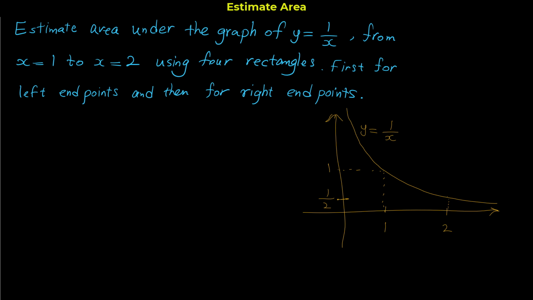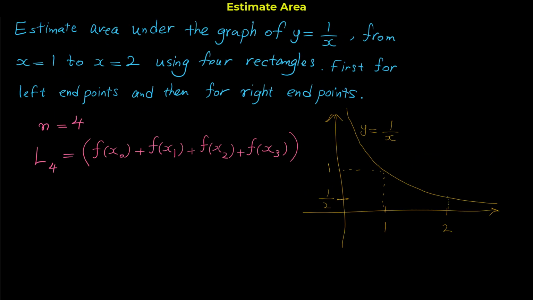Because here we want to use four rectangles, it means that in the Riemann sum formula, n is 4. And so the Riemann sum formula for the left endpoints, which we show with L4, L stands for left, is this: f of x0 plus f of x1 plus f of x2 plus f of x3, times delta x. This is the Riemann sum formula for four rectangles for the left endpoints.